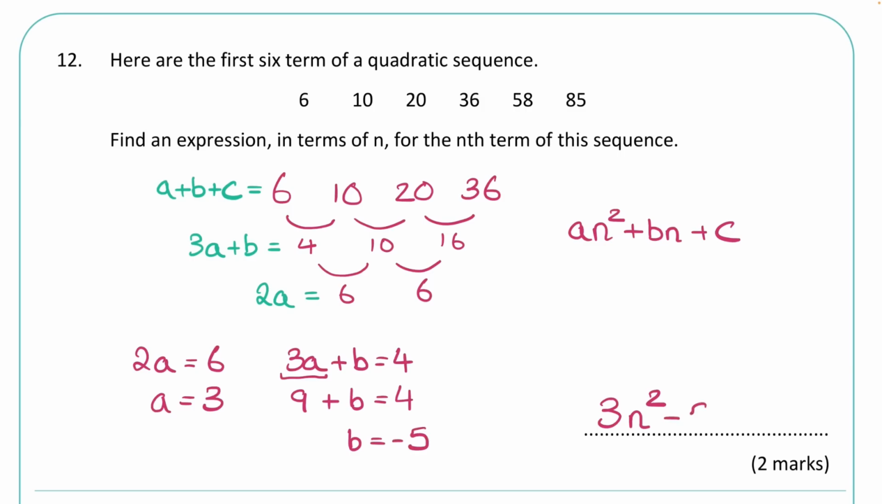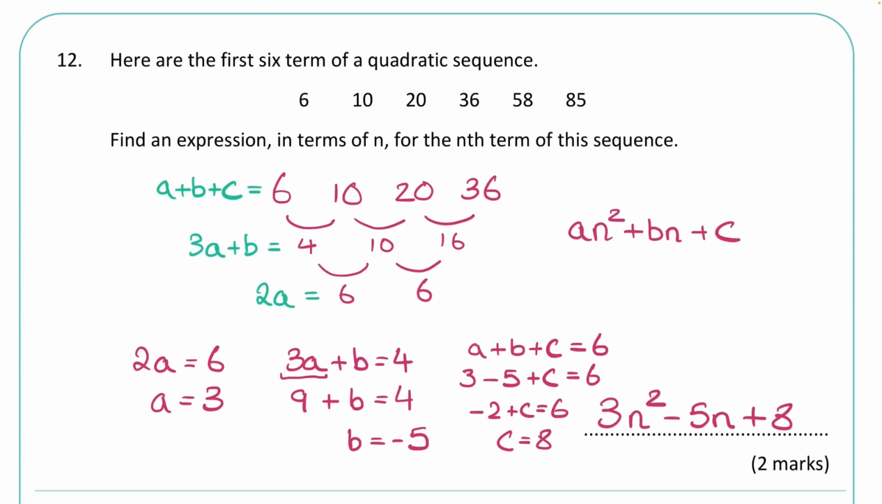So that's minus 5n. And now we want to find c, so a plus b plus c equals 6 on that top row. So we have 3, add negative 5, which is minus 5, plus c equals 6. 3 minus 5 is negative 2, so we have negative 2 plus c is equal to 6, and therefore c is equal to 8, so plus 8.